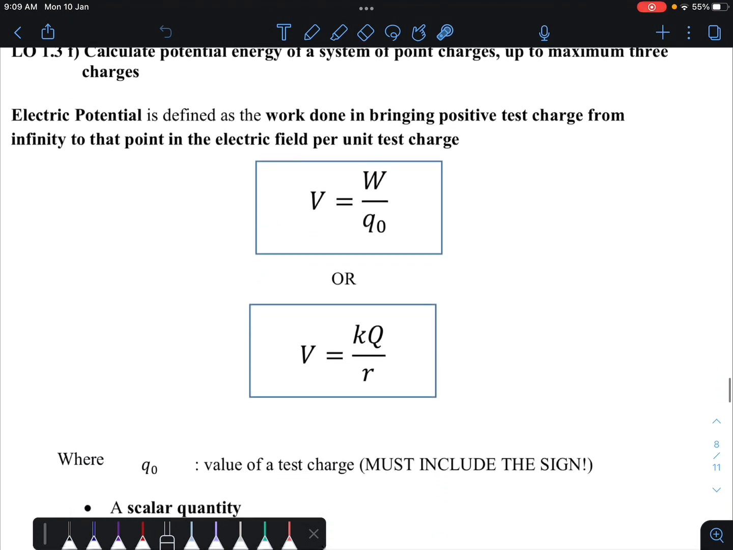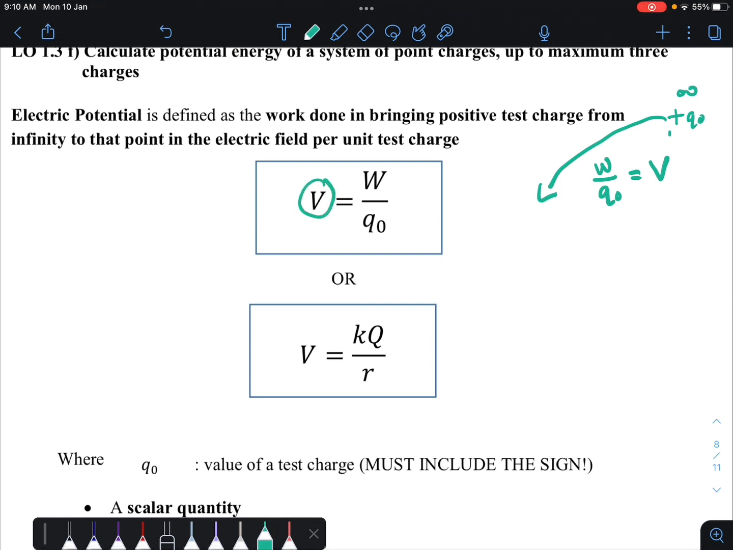So electric potential is defined as the work done in bringing positive test charge from infinity to that point in an electric field per unit test charge. Okay, so what we are basically trying to do is you have a positive test charge somewhere at infinity, and you're trying to bring this charge to a region where you have electric field line. So whatever work that you have done to bring this test charge and you divide it by the test charge is what we call as the electric potential.